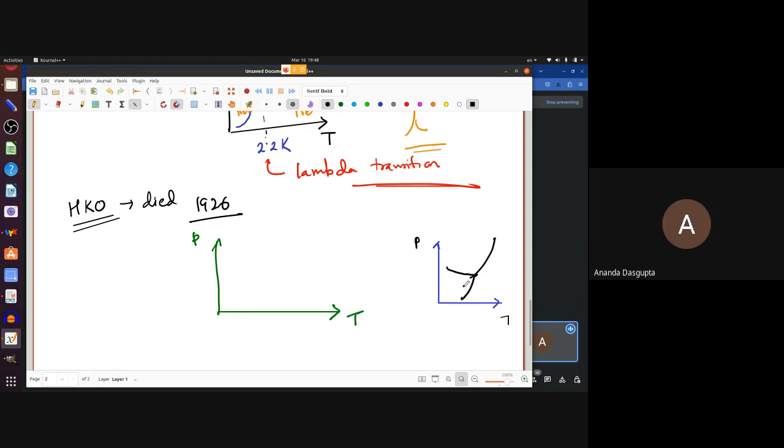You have seen the phase diagram of water. This is the phase diagram of water, or at least the basic phase diagram of the simple phases of water. What do these three lines mean? This one, this one, this one.